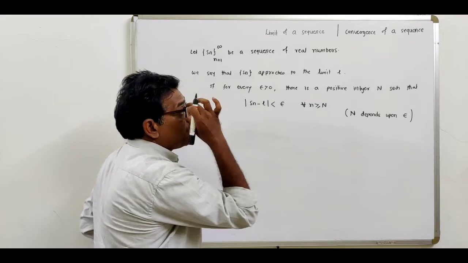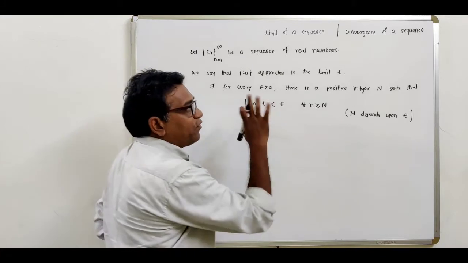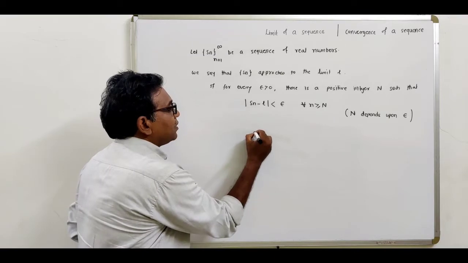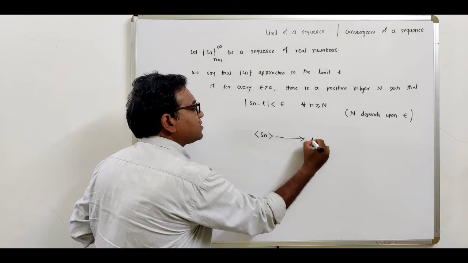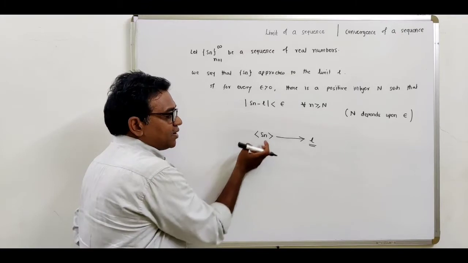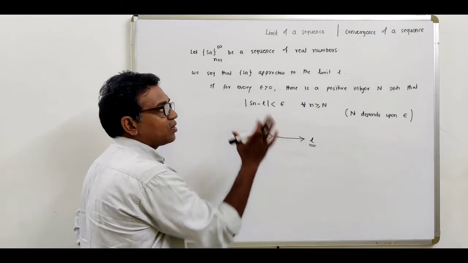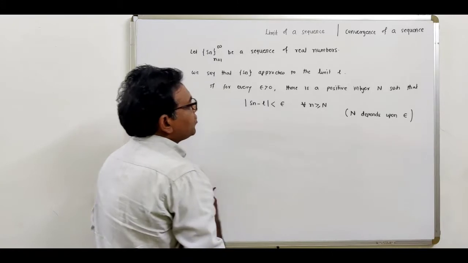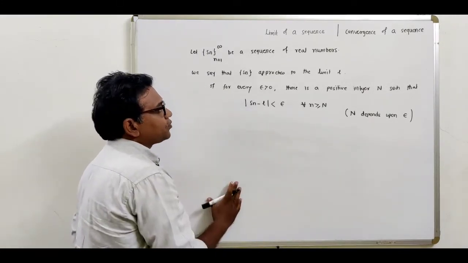Now see, what is the definition of convergence of a sequence? Convergence of a sequence is related with how the sequence approaches towards a certain point. Convergent sequence means the sequence approaches towards a certain point, that is the convergence of the sequence. Now see, what is the definition of the convergence of the sequence or limit of a sequence?